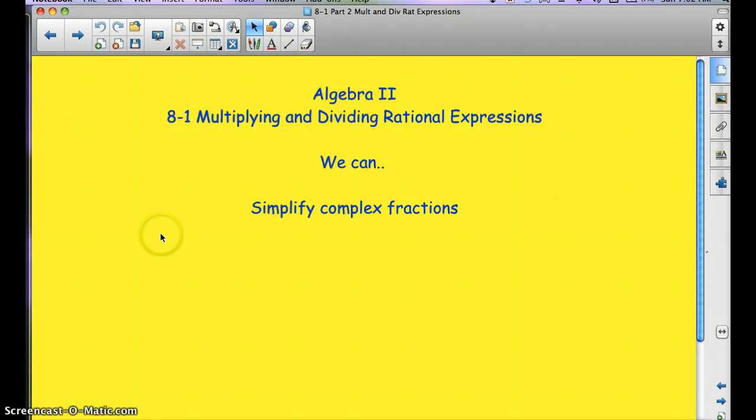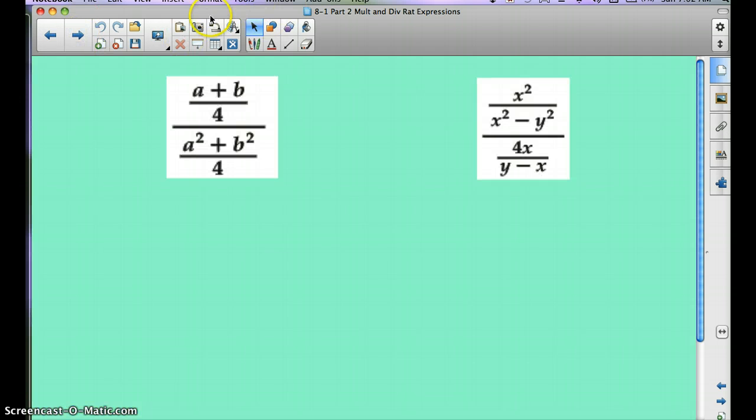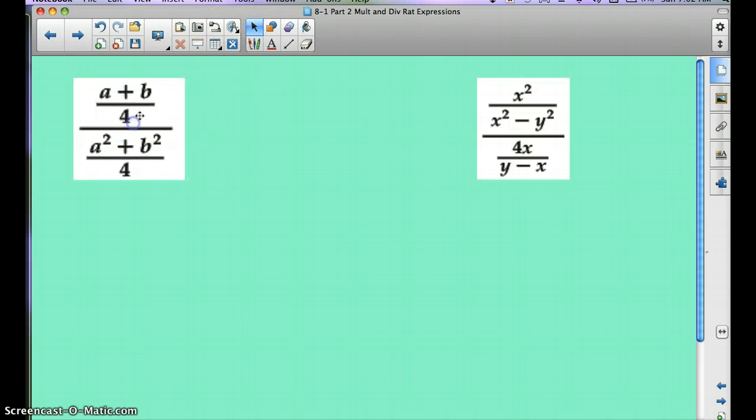Hello, Algebra 2 students. We are going to simplify complex fractions. What is a complex fraction? It's a fraction within a fraction. So how can we do that? Well, let's look at this first example. See how we have a fraction within a fraction?